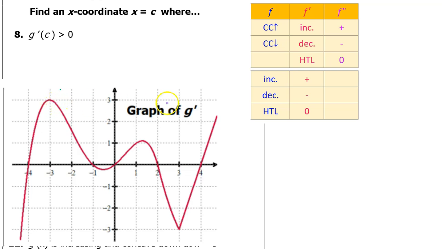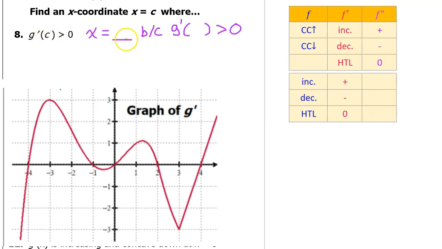For the remaining problems, we are given the graph of g prime, so all of our justifications must be based on g prime. For number 8, we are looking for the x-coordinate where g prime is greater than 0. Since our justification has to be based on g prime and we are given g prime, we don't have to change this. We can just say x equals blank because g prime at blank is greater than 0. We just need to pick an x value where g prime is above the x-axis. Let's say 1, for example. There are many, but we can say x equals 1 because g prime at 1 is greater than 0.